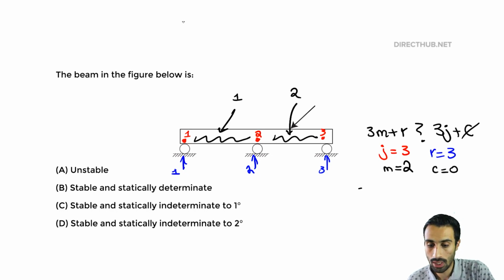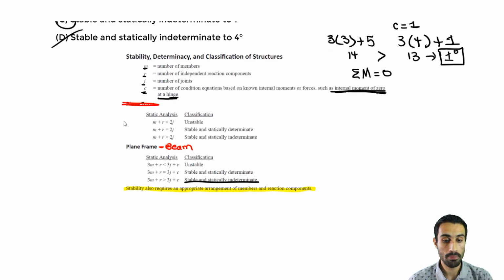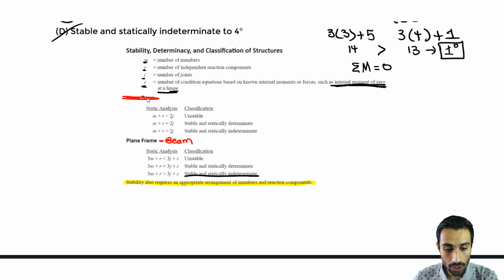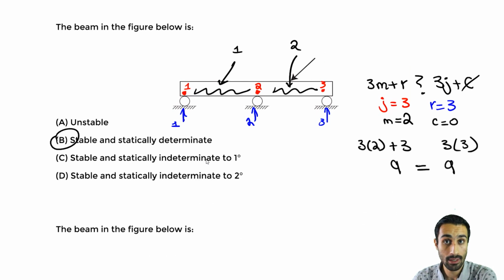So now we do 3 times m, 3 times 2, and we do plus r, which is 3. And the equation is 3 times j, which is 3 times 3. So we know 3 times 2, 6 plus 3 gives us 9. 3 times 3 is 9, and 9 equals 9. So now we would go above. If it's equal, it would be stable and statically determinate, right? It's equal in this case, both sides equal. So if that's the case, we would pick B.